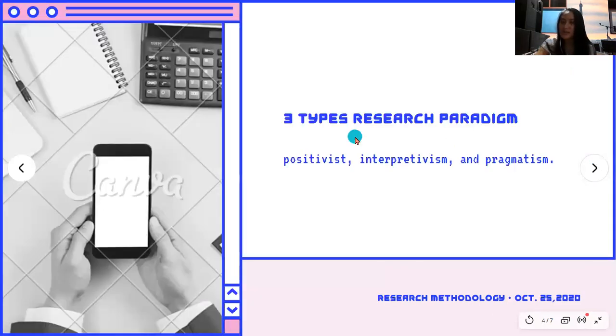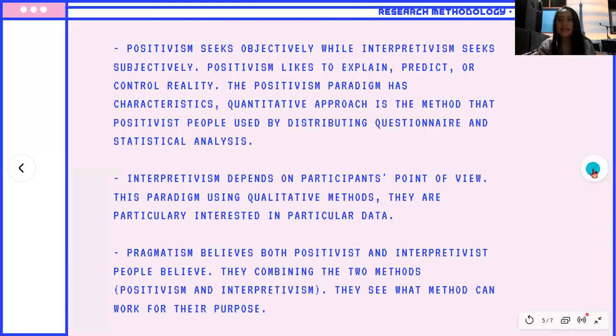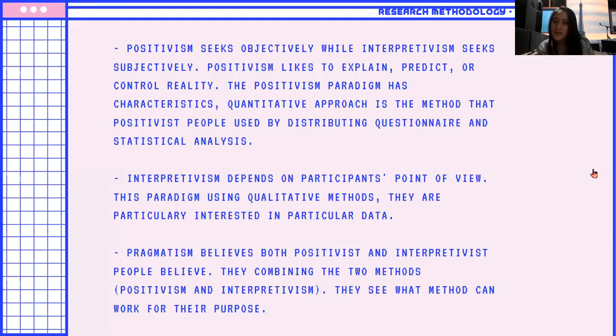There are three types of research paradigm. First, positivism, interpretivism, and pragmatism. I'm sorry, I made a typo there. It should be positivism. The first type is positivism. Positivism seeks objectivity, while interpretivism is the second type of research paradigm, and it seeks subjectivity.